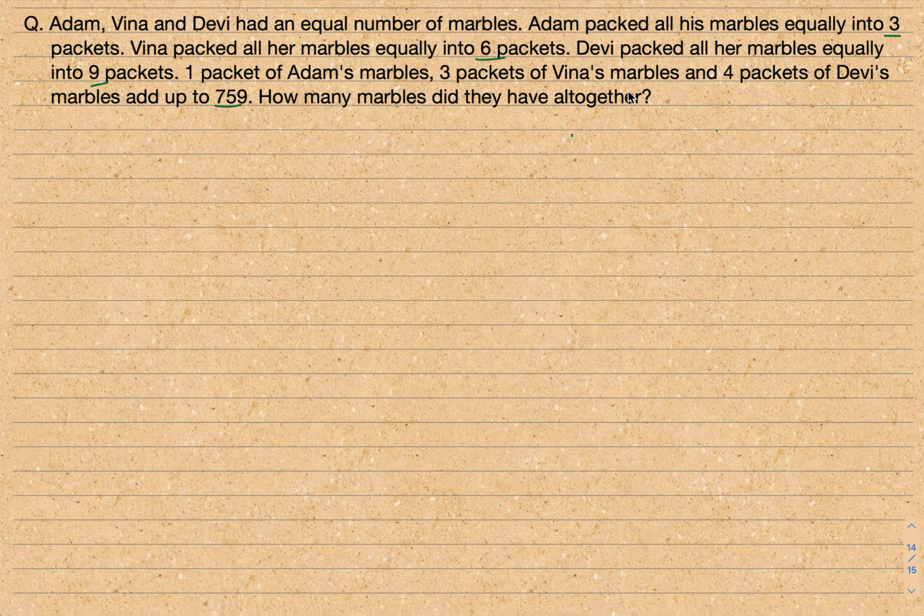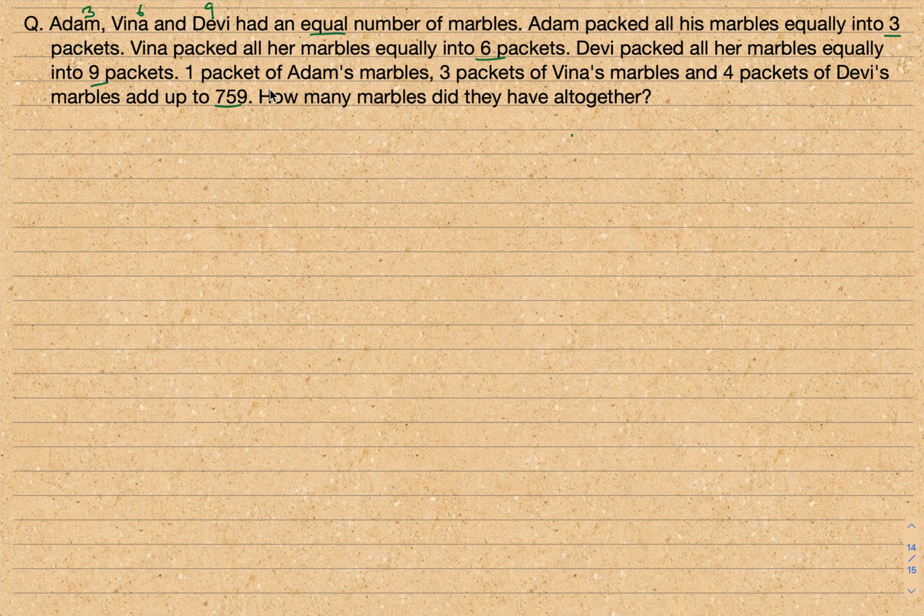Okay, so it's a long question, but what we know here is that all three people, Adam, Veena and Devi, had an equal number of marbles. Then Adam packed all his marbles equally into 3 packets. Veena packed her marbles into 6 packets and Devi packed her marbles equally into 9 packets.